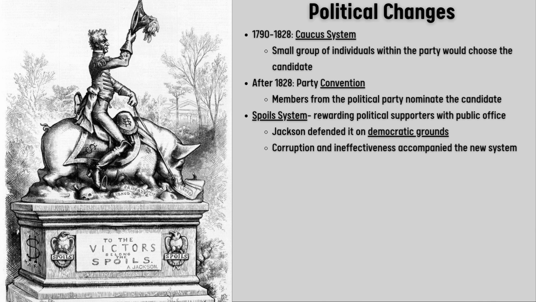It reflected a step towards greater democratization. However, this era wasn't without its flaws. The introduction of the spoils system meant that political supporters were rewarded with political office. Andrew Jackson defended this system, arguing it was democratic. But as you might guess, it led to corruption and ineffectiveness. These changes lay the groundwork for how political nominations are handled today. It's fascinating to see how the seeds of our current system were sown in this era.